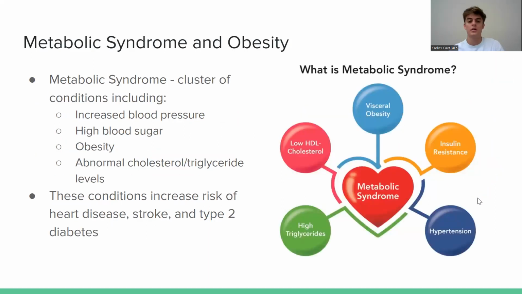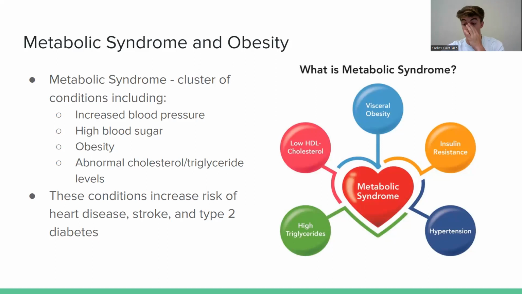So going on to metabolic syndrome and obesity in general. What metabolic syndrome is essentially is a cluster of different conditions that include increased blood pressure, higher blood sugar levels, overall obesity, and abnormal cholesterol and triglyceride levels. And essentially, these are all things that tie back in with insulin resistance.